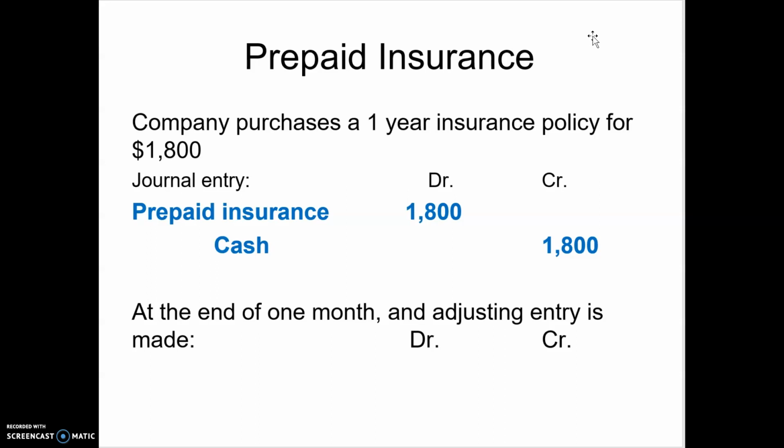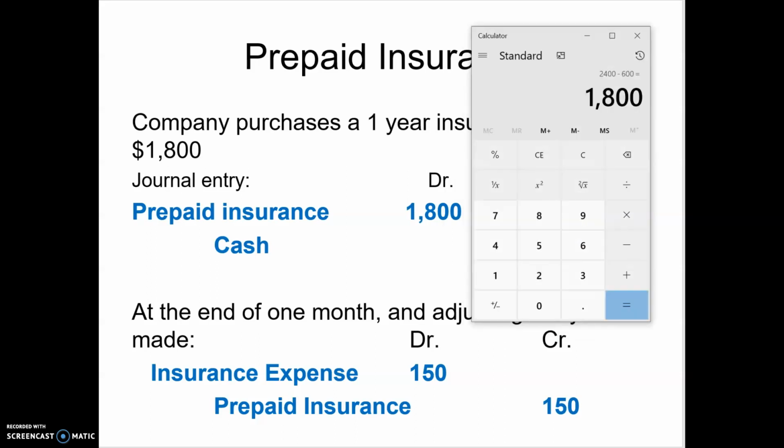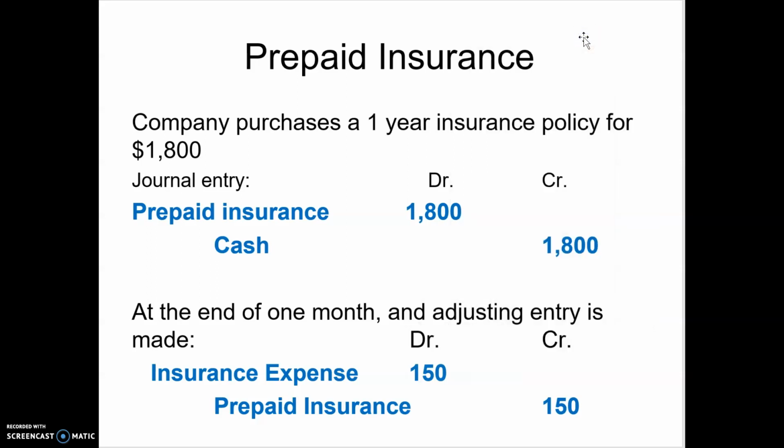We have to make an adjusting entry. We're going to debit insurance expense to record the expense. We're going to credit prepaid insurance to show that the prepaid insurance was being used up. And $1,800 was 1 year or 12 months. So that means $150 is our insurance expense for 1 month. So that's why we debit insurance expense, credit prepaid insurance.